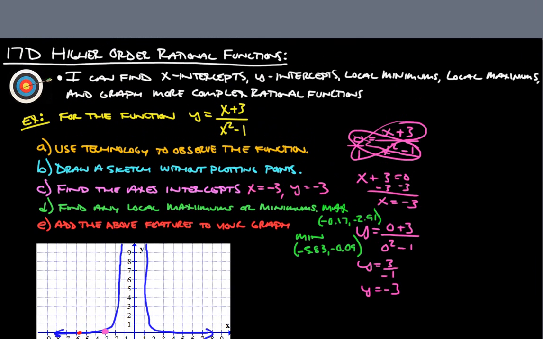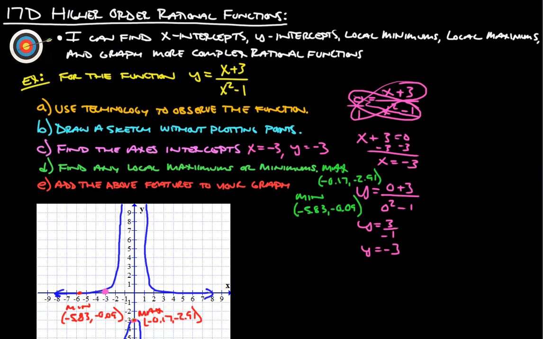All right, that is the second and last example. So now you should be able to say I can find x-intercepts, y-intercepts, local minimums, local maximums, and graph more complex rational functions with the help of our handy-dandy graphing calculator.